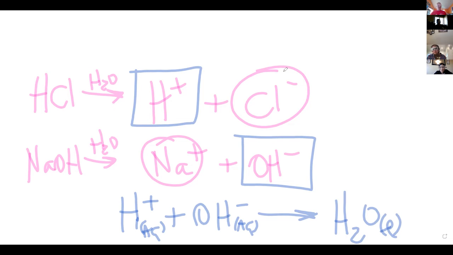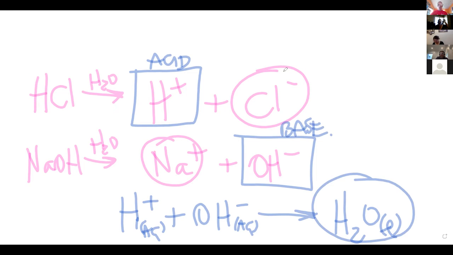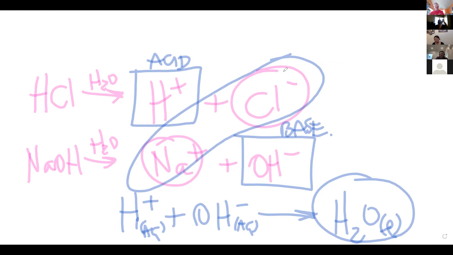And that's what we call a neutralization reaction. So we'll learn more about these reactions a little bit later. This is a neutralization reaction because it takes an acid and it takes a base and it neutralizes them into water. And the other product is a salt. And our salt in this case is NaCl.